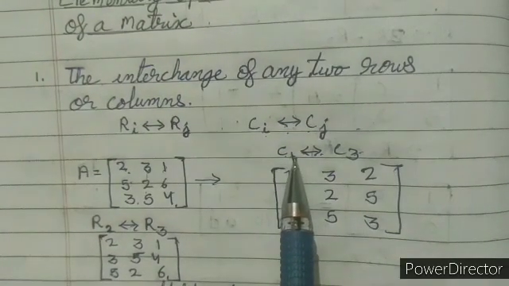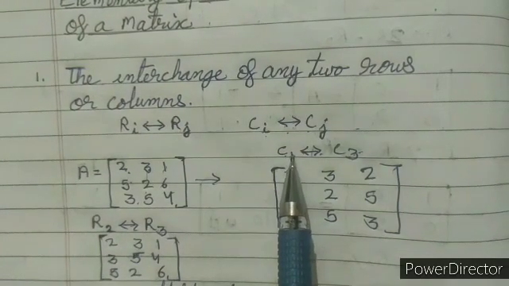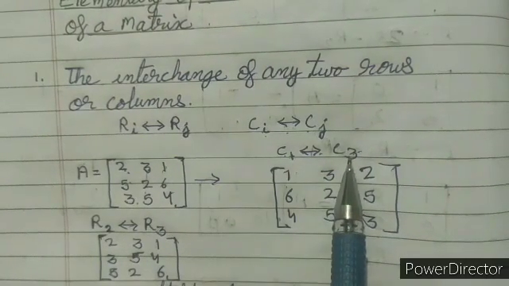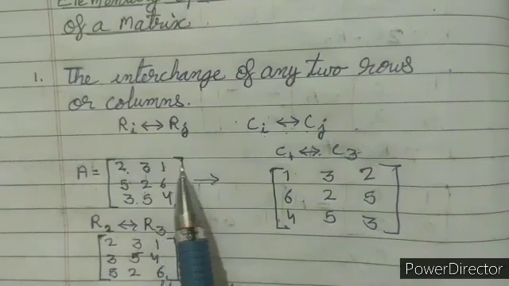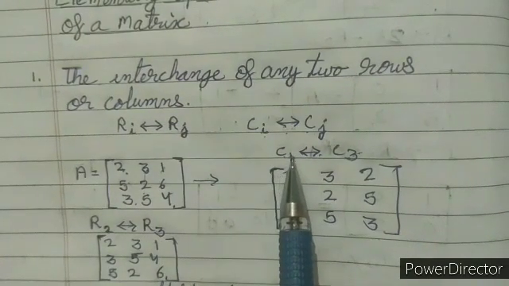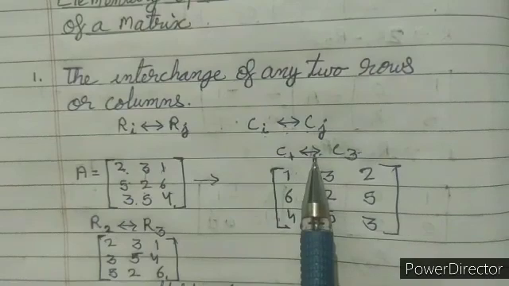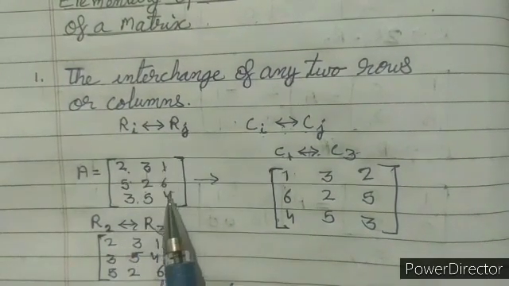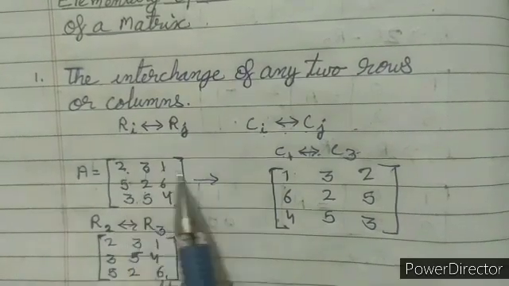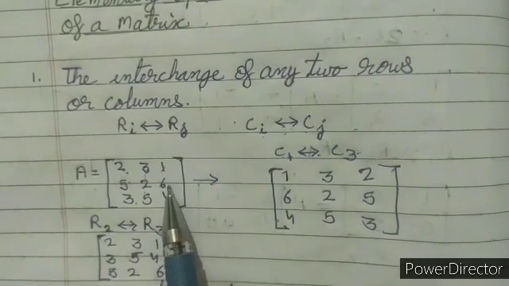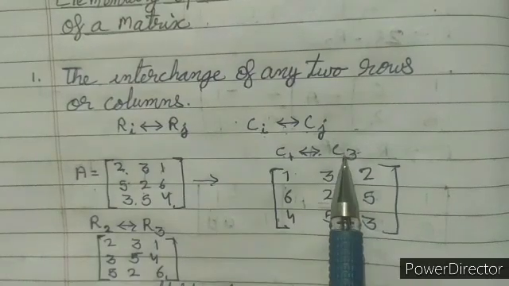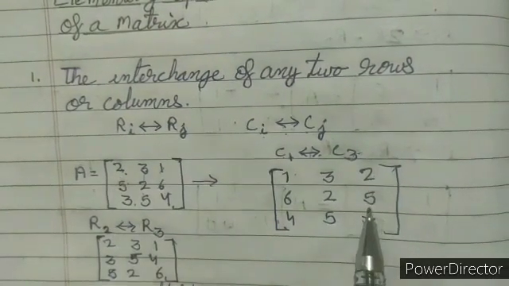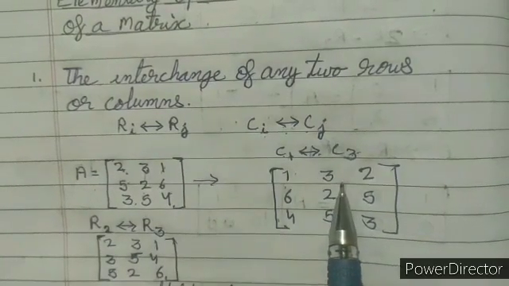Similarly, if we want to interchange column 1 of matrix A with column 3, then it will be represented as C1 interchanged with C3. So in place of column 1 we will write column 3, that was 1 6 4, and in place of column 3 we will write column 1, that was 2 5 6, and column 2 will remain the same.